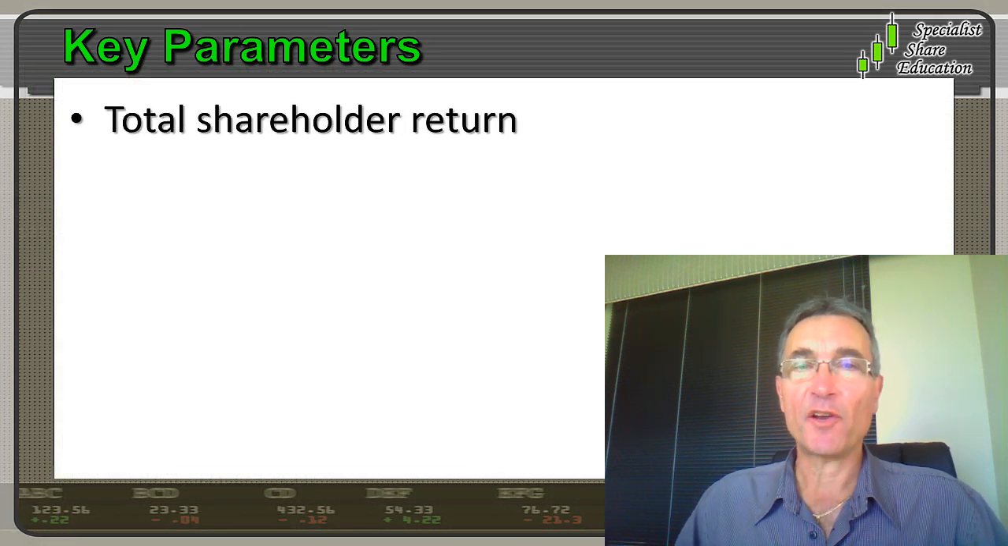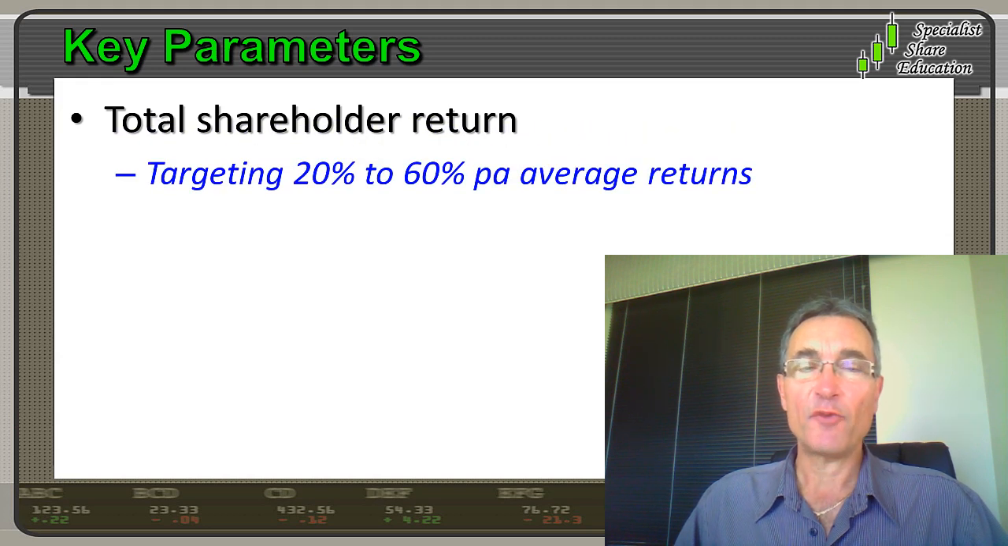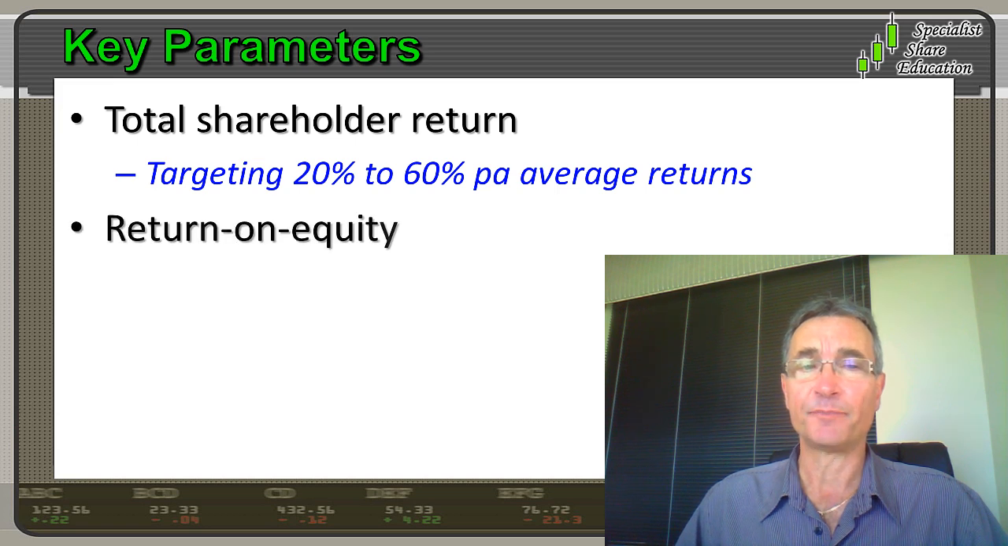So the key parameters that I'm going to look at in this video, and it's going to be in two parts. The first one is to do with total shareholder return. That's where I start. I look for stocks that have got well above average total shareholder returns. And I'm targeting stocks in the 20 to 60% per annum average returns. And those averages are generally struck over a period of at least 3 to 5 years.